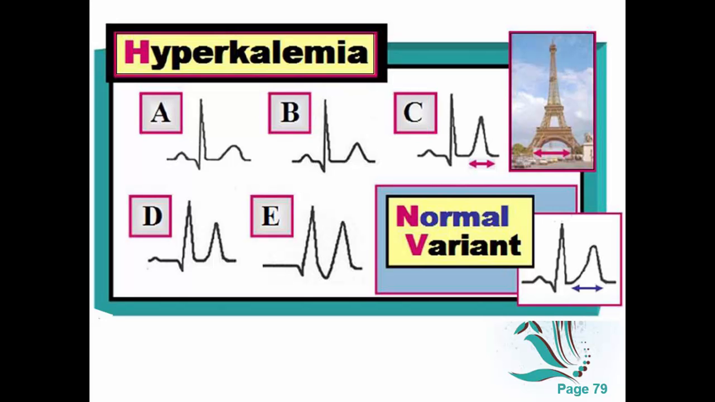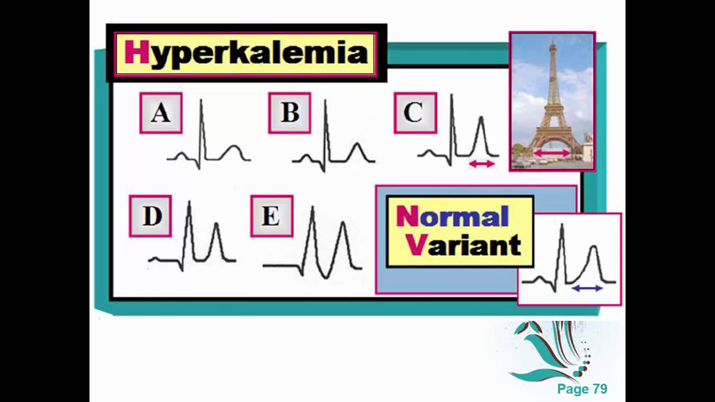So here are examples. In A, that shows a normal ST T wave. In B, that shows the T wave is peaking, which is the earliest change in hyperkalemia. In C, the T wave becomes taller and more peaked. It almost looks like the Eiffel Tower, which is why that picture is there.